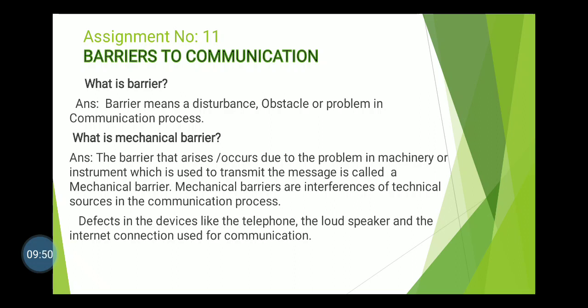The answer: the barrier that arises due to a problem in the machinery or instrument which is used to transmit the message is called a mechanical barrier. Mechanical barriers are interference of technical sources in the communication process. For example, a defect in a device like a telephone, loudspeaker, or the internet connection used for communications.